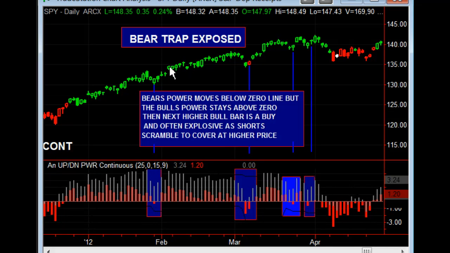Oftentimes this will create a nice little volatile pop to the upside because they're caught and there's no room for them. In this particular case, you came down, you still stayed positive, boom, higher histogram reading, meaning more bulls jumping into the setup, and then all of a sudden, shorts realize the jig is up and they're nailed.